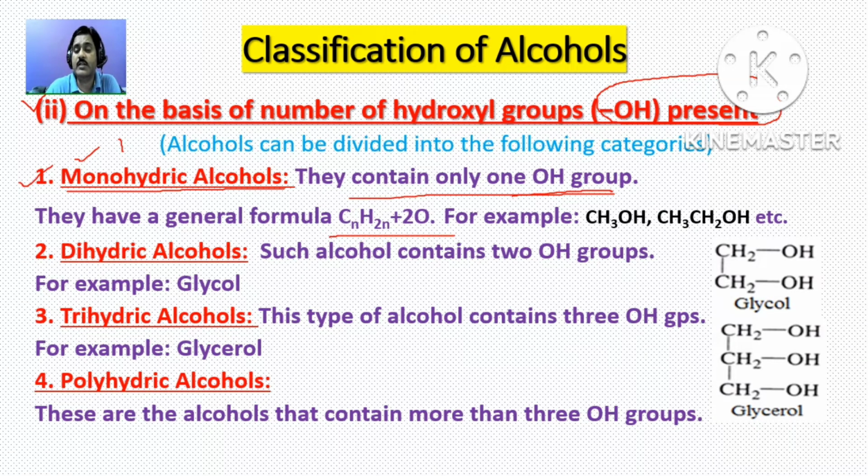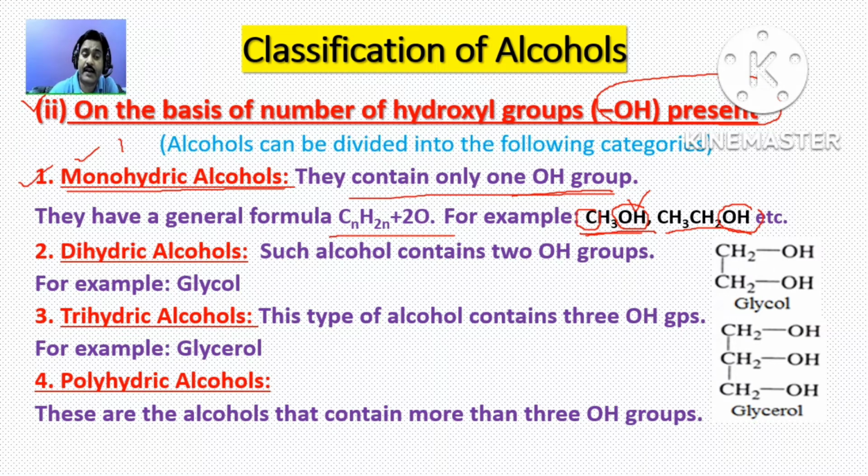Examples: CH3OH, methanol. Here only one carbon atom is attached with only one OH group. This is the classification of alcohols on the basis of the number of OH groups present in the compound. In methanol only a single hydroxyl group is there. In ethanol also one hydroxyl group is there. So these are called the monohydric alcohols.